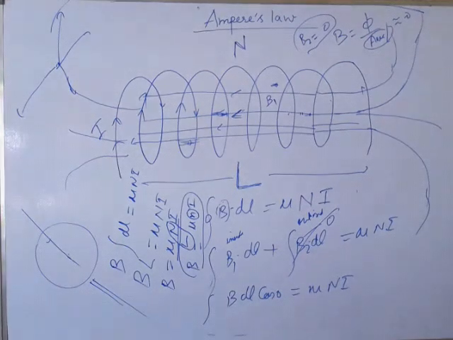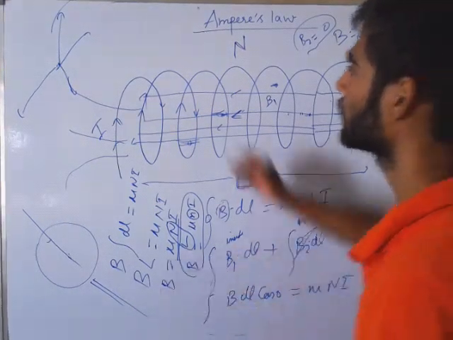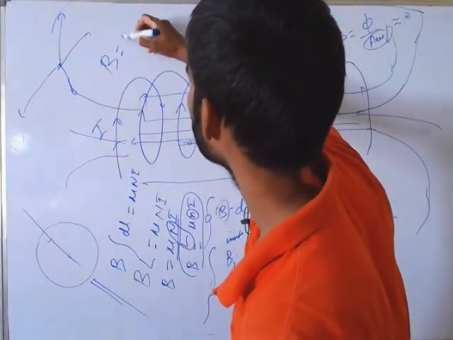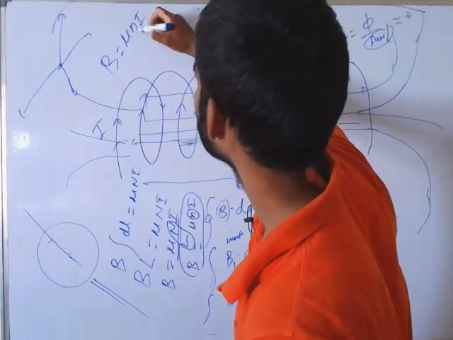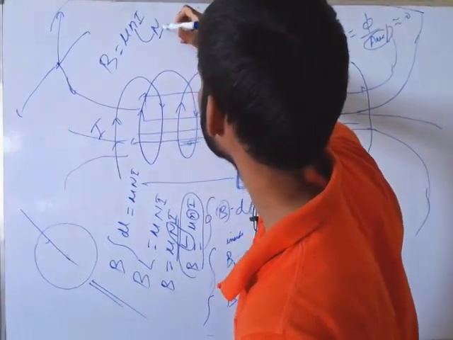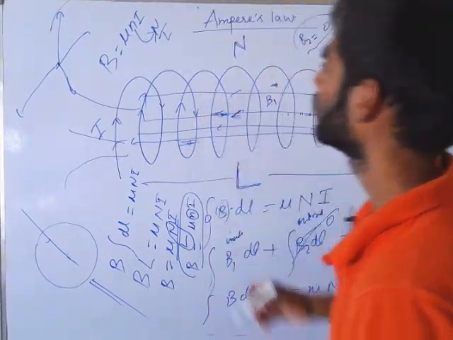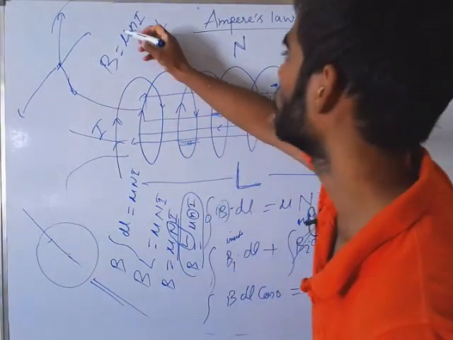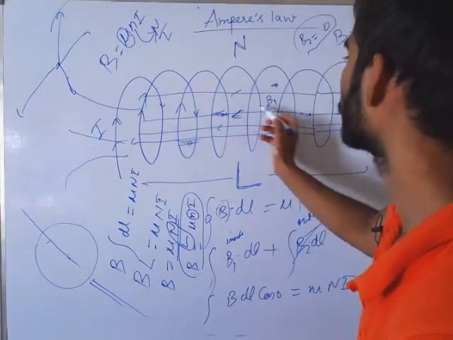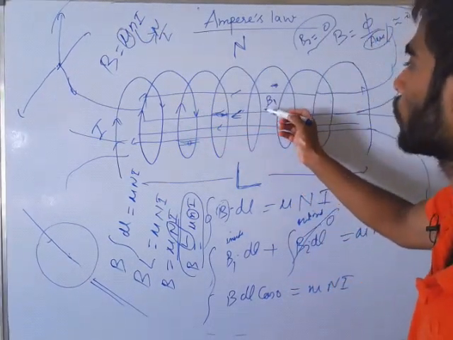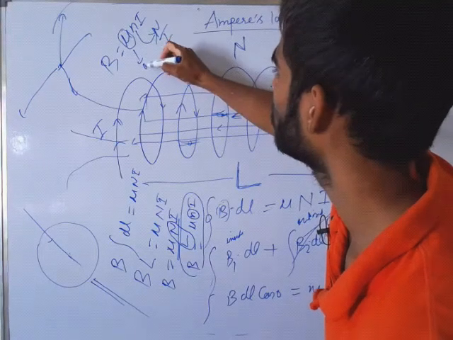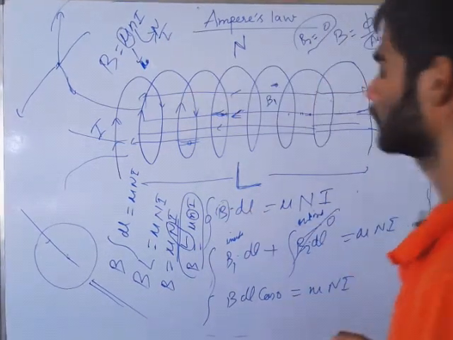Okay, friends, now I will write this result here. B is equal to mu n I. Here n is the number of turns per unit length. Here mu is the medium in which we are calculating the magnetic field. Right now it is air core, meaning mu becomes mu naught. Okay. Thank you, friends.